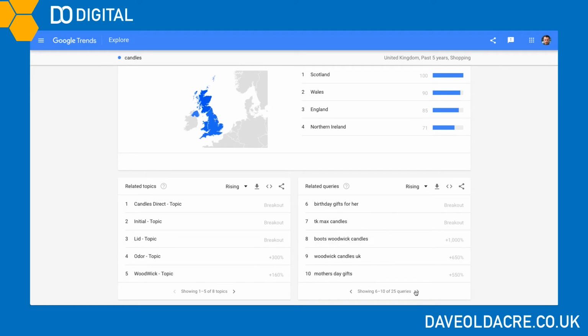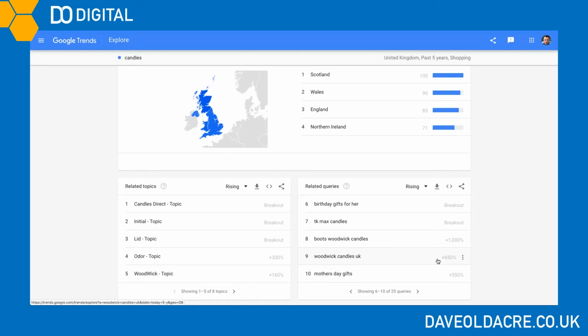If we cycle through these, we can also see things like woodwick candles. And the information on the right tells us if that topic or term is growing in interest and volume. And in this case, it is a 650% increase in the term woodwick candles UK.